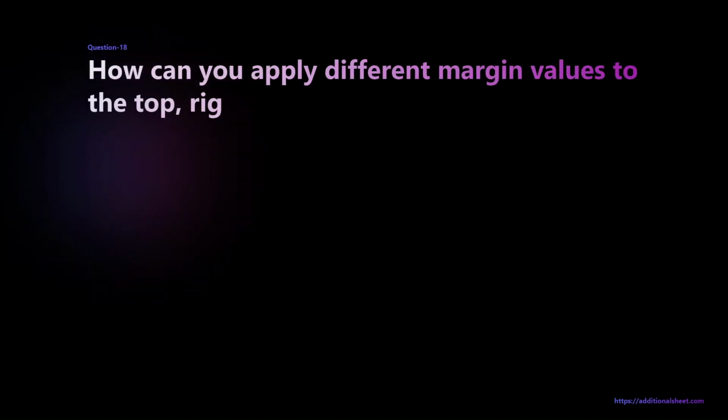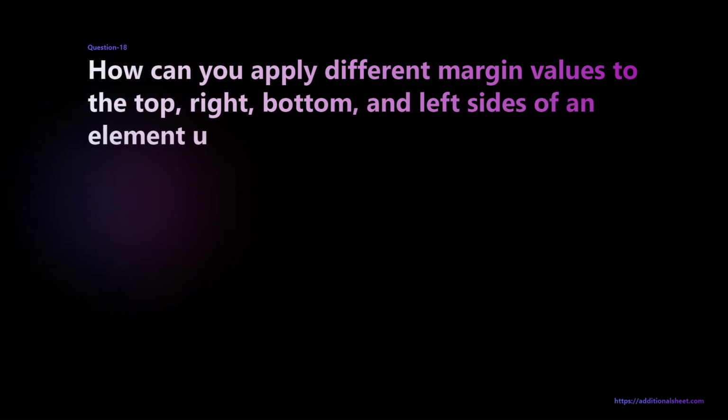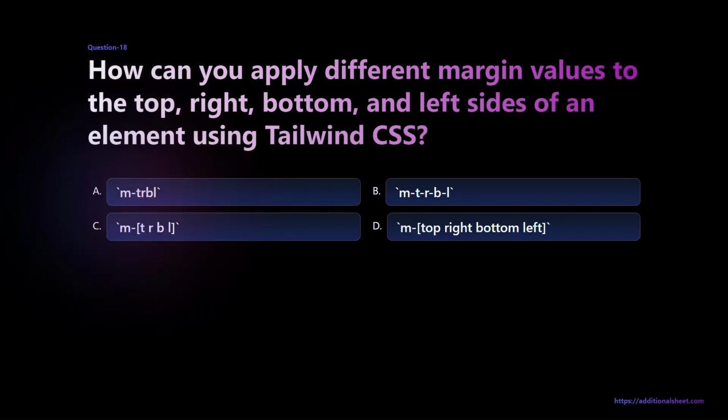How can you apply different margin values to the top, right, bottom, and left sides of an element using Tailwind CSS? Option A. Option B. Option C. Option D.